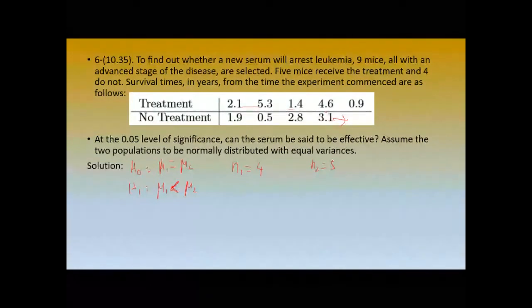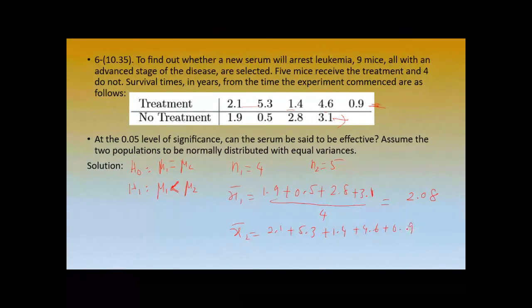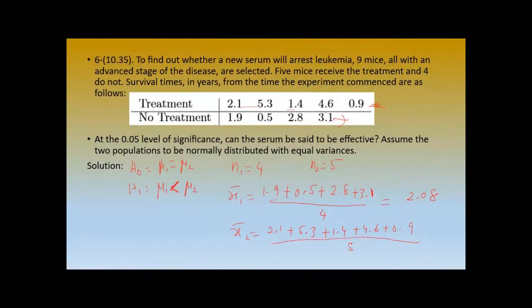There are 5 elements here. X1 bar: sum the elements 1.9 plus 0.5 plus 2.8 plus 3.1, divided by 4. Use the calculator. We will get 2.08. X2 bar for the second sample is 2.1 plus 5.3 plus 1.4 plus 4.6 plus 0.9 whole divided by 5, as there are 5 data elements. The answer is 2.86.